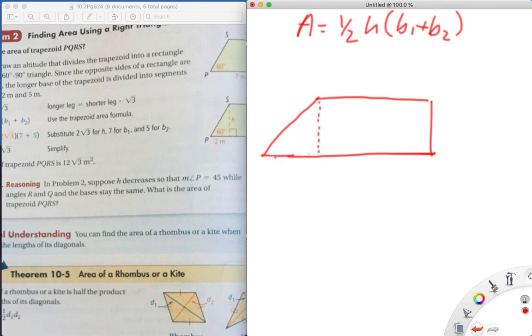Everything is the same. The only thing that changes is that this is now 45, which will also make this 45 degrees. This is still 5. This is still 2. This is still 5. So this is 90 degrees. This is our height.